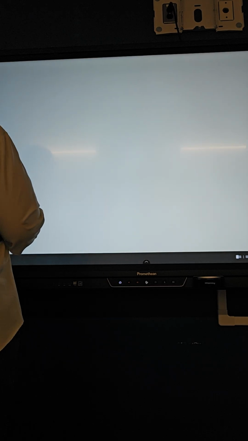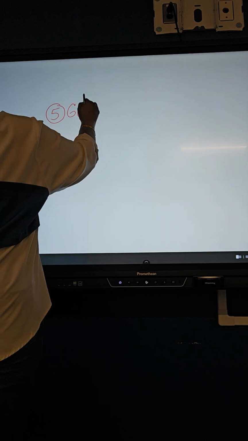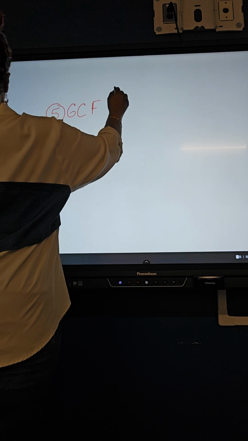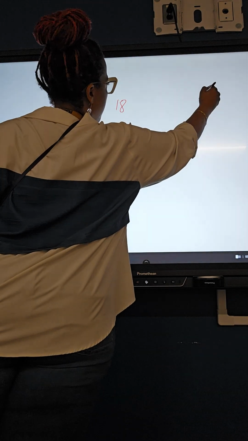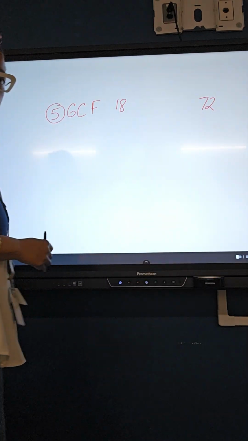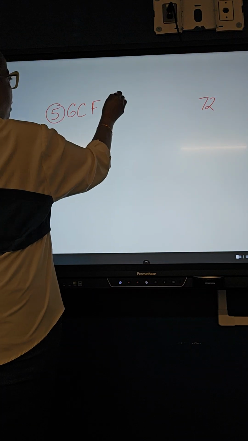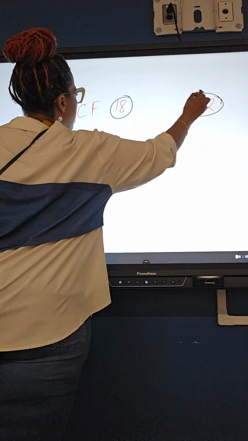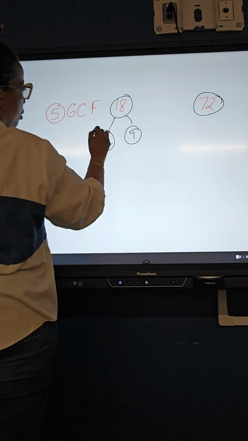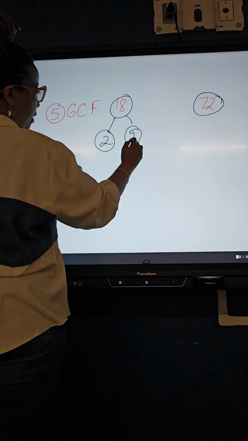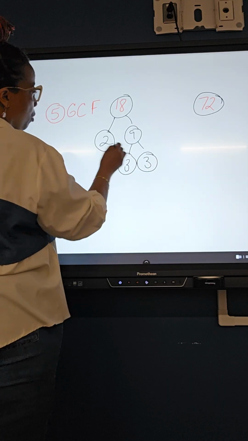All right, number 5. Number 5 asks for the greatest common factor of 18 and 72. 18 and 72. All right, so for 18, 2 times 9 is 18. 2 is a prime number, so we're done. 9, 3 times 3 is 9. 3 is a prime number, so we're done.